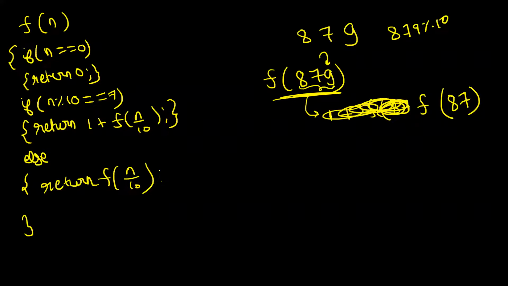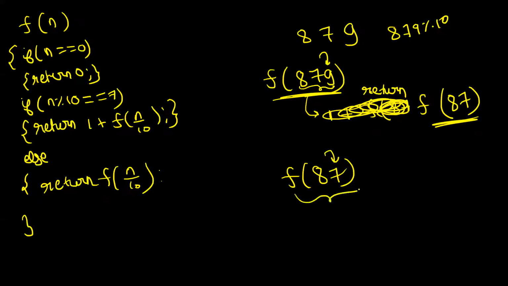Okay. So can I say the total number of sevens in 879 is the same as the total number of sevens in f of 87? So I am saying return f of 87. So f of 87 is called. Now f of 87 will be running, right? Now again I check. Is 87 equal to 0? No. I check the last digit. So is 87 percentage 10 equal to 7? Yes. The last digit is 7.